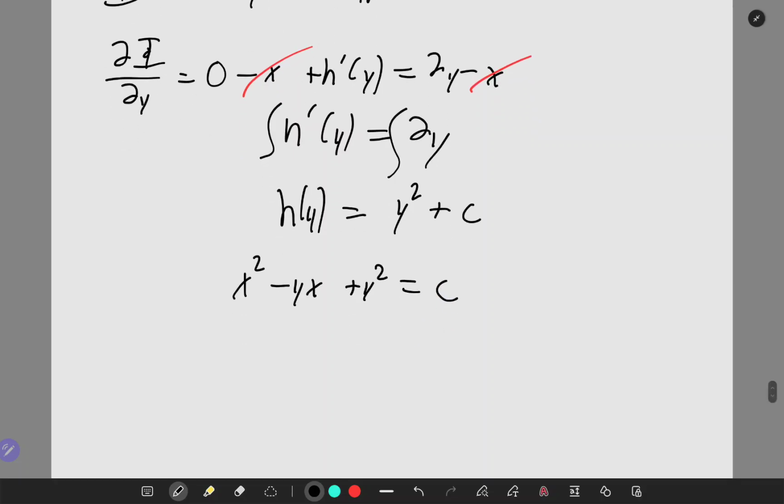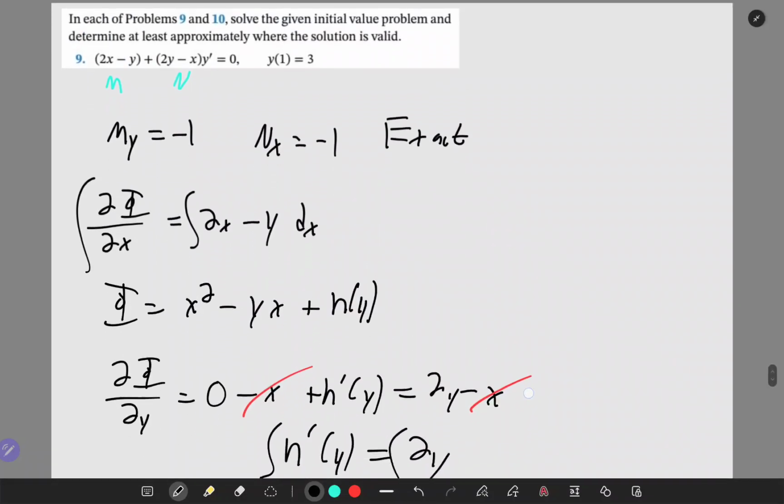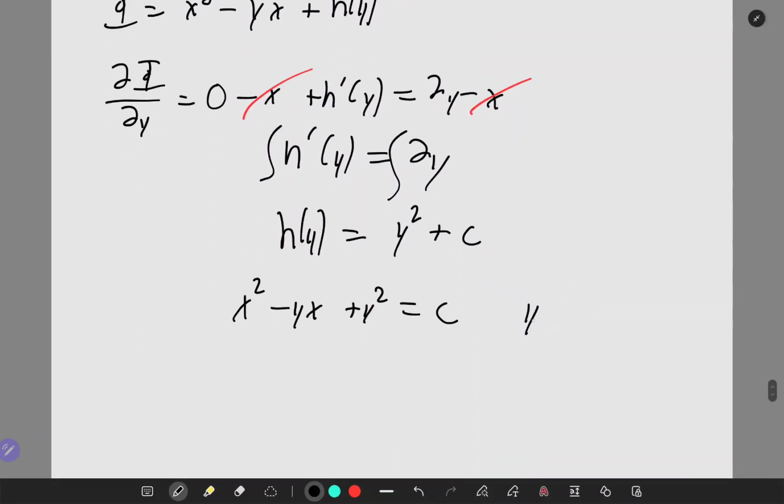So before, this would have been our final solution, but we're given y of 1 is equal to 3. So that tells us that y is equal to 3 and x is equal to 1.